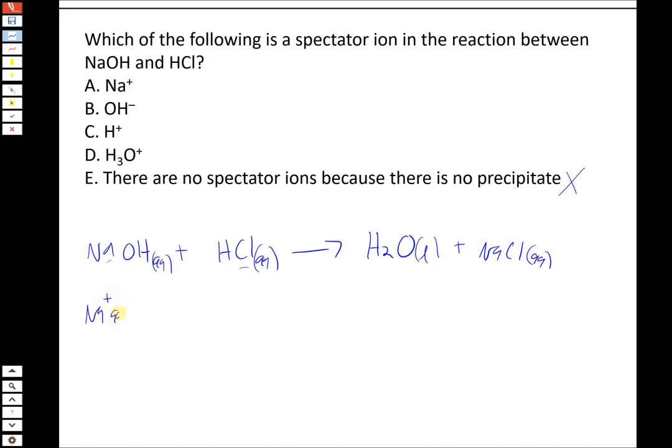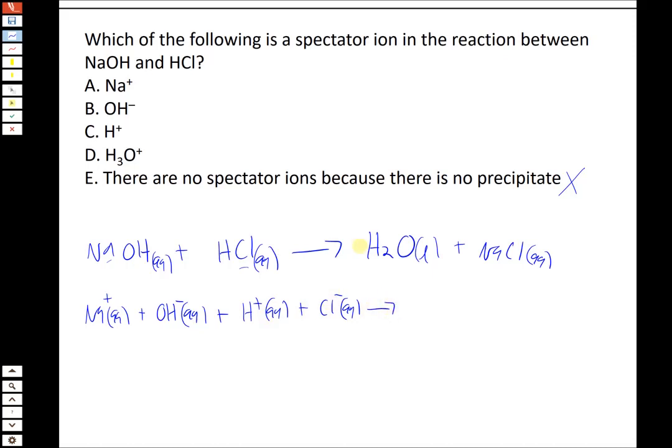So sodium hydroxide dissolves as Na plus and OH minus. And then HCl, which is a strong acid, separates as H plus and Cl minus. So it is important to know that this is a strong acid. Strong acids are the only ones that you would separate like this into H plus and the anion.